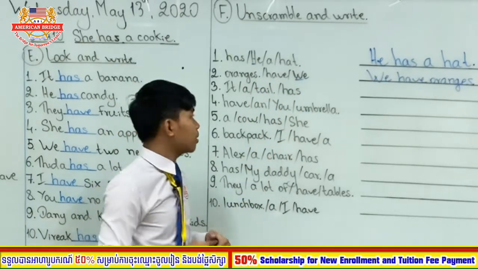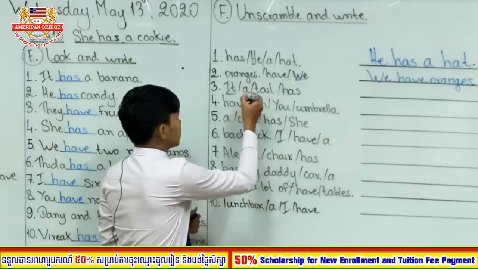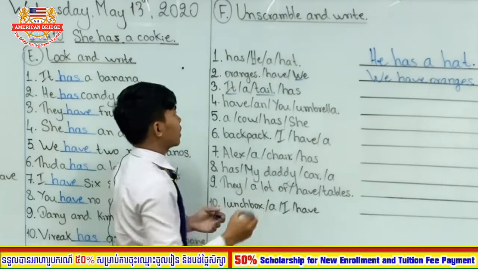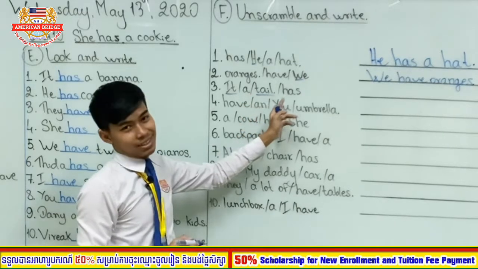Now let's go to number 3. Where is the capital letter? The capital letter is here, right? And then the last word with the full stop is "tail." So the answer is: it has a tail.